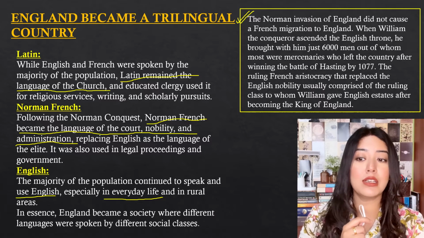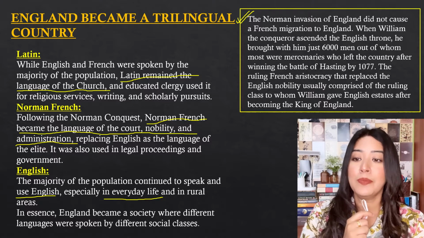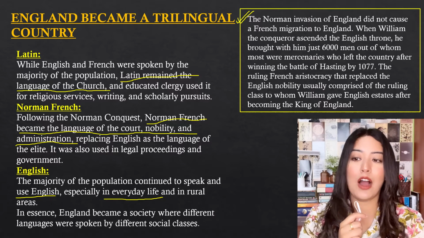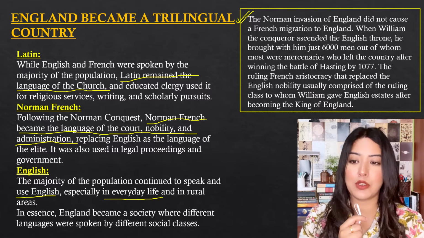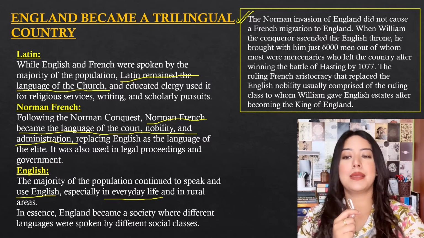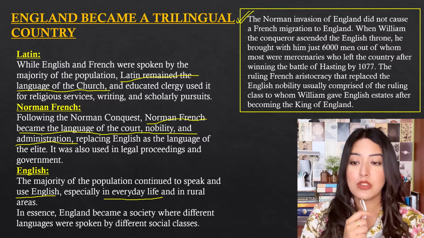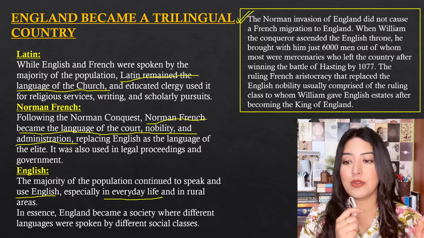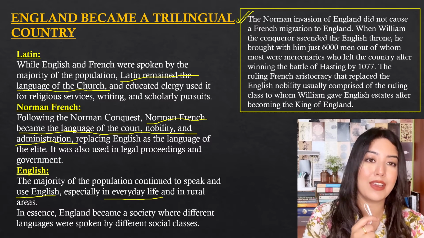When William the Conqueror ascended the English throne, this is again from my previous video, I think you will understand it. When he ascended the English throne, he brought with him just 6,000 men, out of whom most were mercenaries, who left the country after the war, right? They went back to Normandy, after winning the Battle of Hastings by 1077. The ruling French aristocracy that replaced the English nobility usually comprised of the ruling class, to whom William gave English estates after becoming King of England.